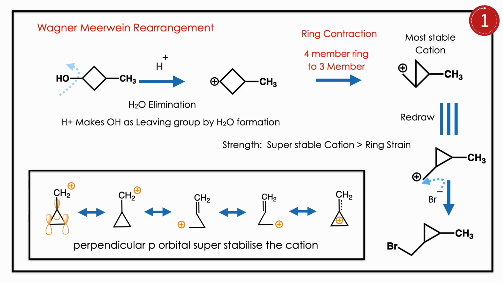Here we saw an unusual case, ring contraction. The only reason for the ring contraction is the cyclopropyl cation. The extreme stability creates aromaticity. Here strong stability overrides the ring strain. So the system followed the Wagner-Meerwein rearrangement.